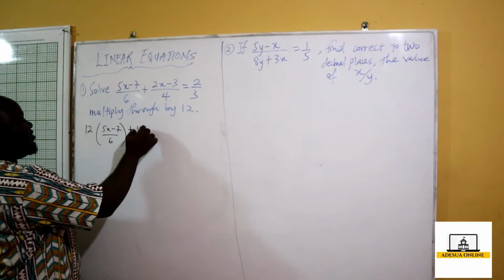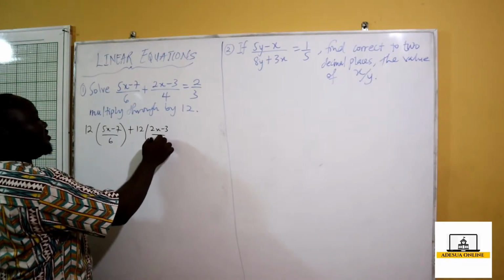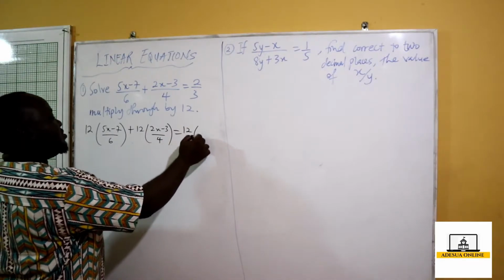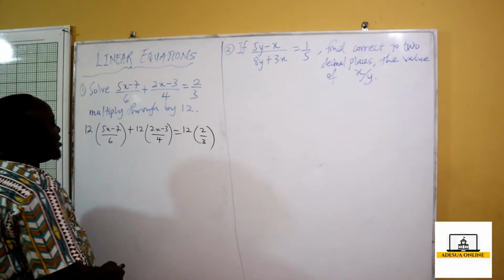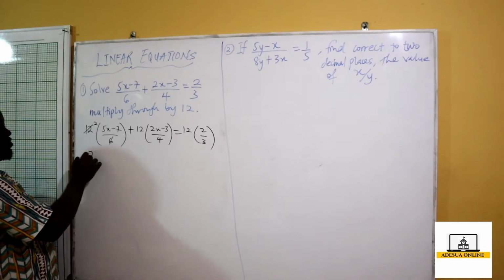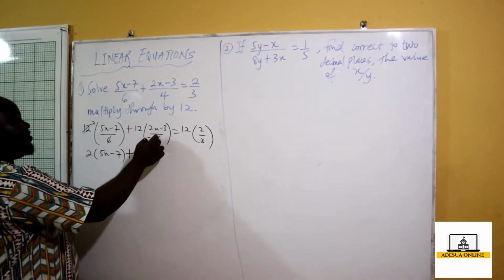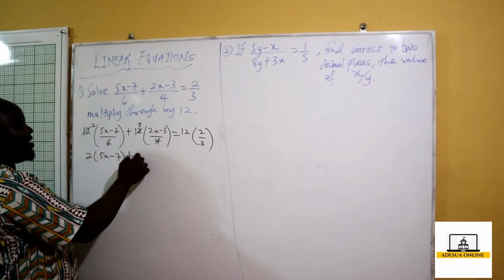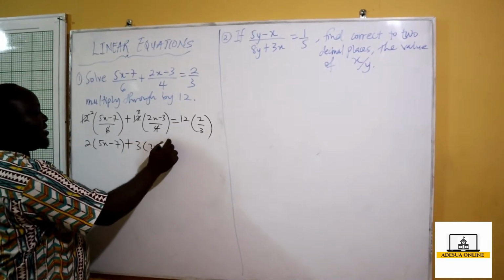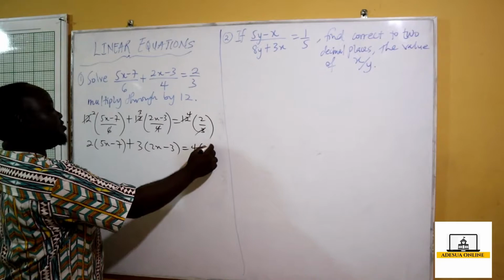If we multiply through by 12, we shall have 12 into (5x minus 7) over 6, plus 12 into (2x minus 3) over 4, equals 12 into 2 over 3. So 6 will go here 2 times, 4 will go here 3 times, and 3 will go here 4 times. So we have 2 into (5x minus 7) plus 3 into (2x minus 3) equals 4 times 2.